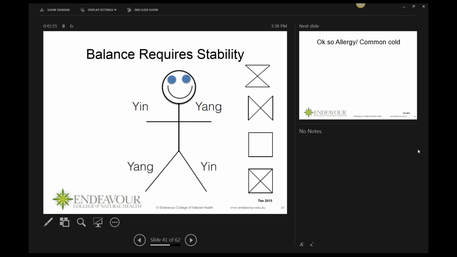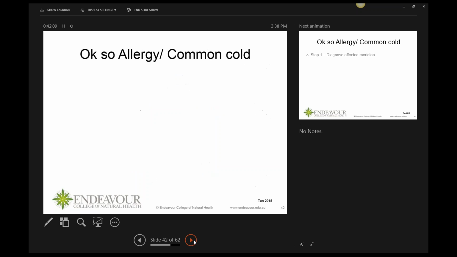Good to hear. So now we get into a bit more of the fun stuff of how we actually treat things. How do we practically look at common conditions in a slightly different way? So let's say allergy, and for the sake of this, allergy and common cold are looked at exactly the same way because the same meridians get affected, okay?